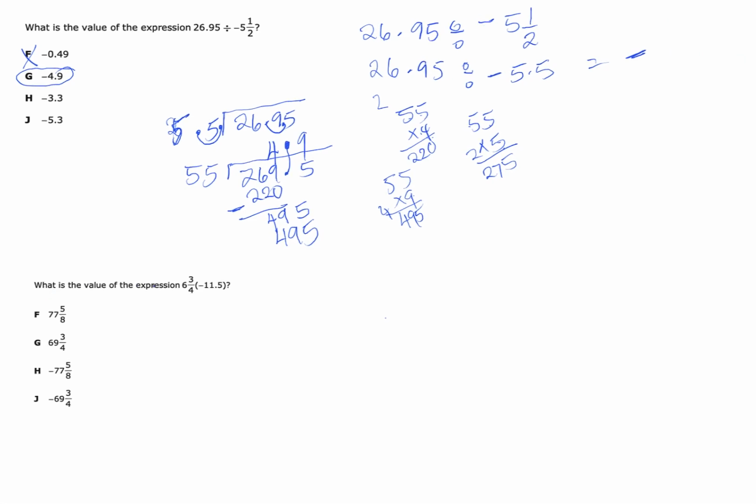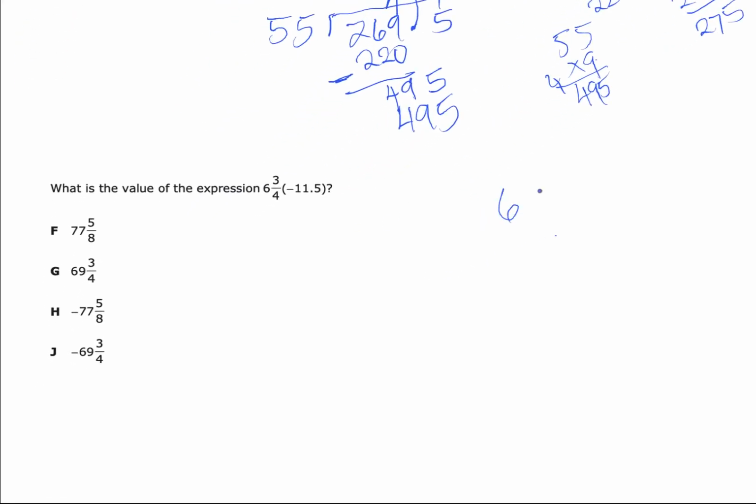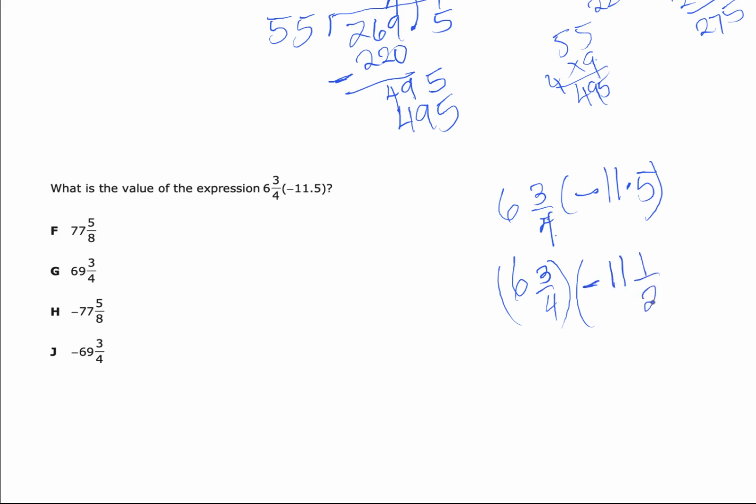Last one, what is the value of the expression? And you have 6 3/4 multiplied by -11.5. So when I look at my answers, I notice that all my answers are fractions. So this decimal, I'm going to have to change to a fraction. So this will be 6 3/4 and multiplying by -11.5. So 0.5 I can write as a half. So I actually changed this decimal to a mixed fraction.